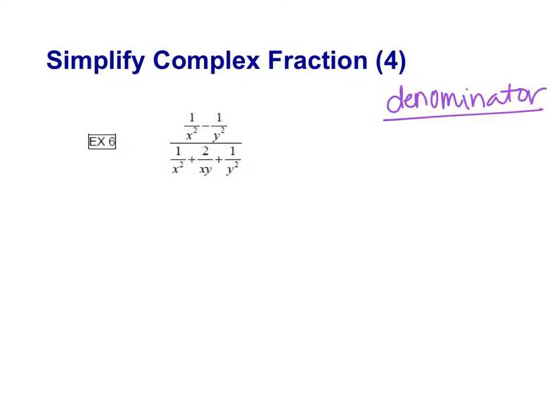So again, we look at the denominators. This one has an x squared, so that means I need an x squared. I see a y squared right there, so I need a y squared. Here's another x squared, which I already have. This is an xy. Well, I have an x with the x squared, and I have a y with the y squared, so that covers that. And then this is a y squared, which we already have. So we're going to multiply every single term by x squared y squared.